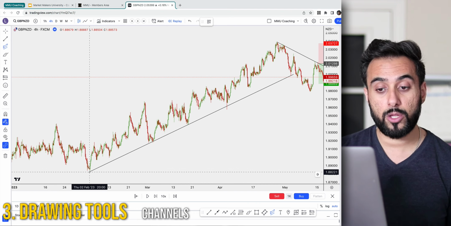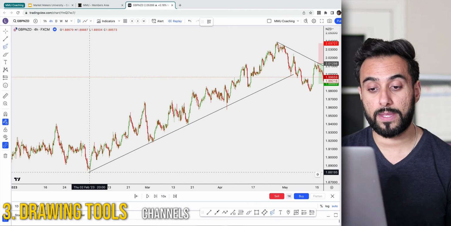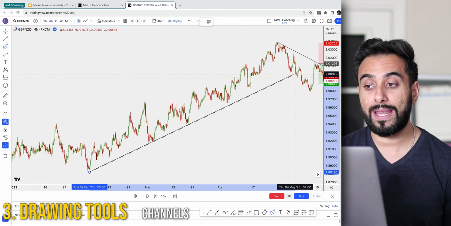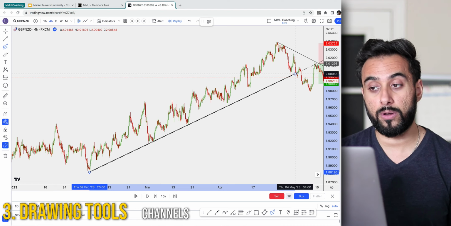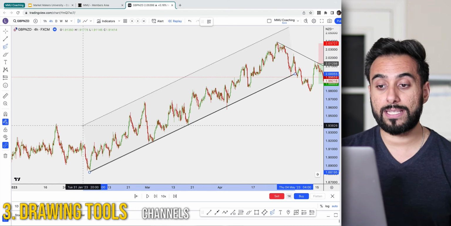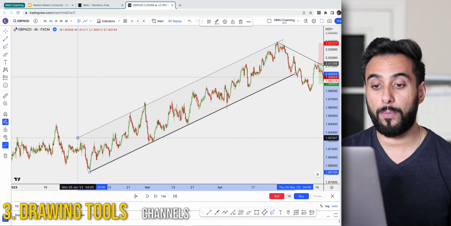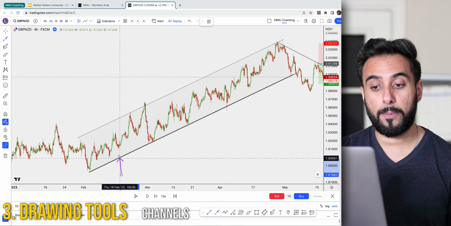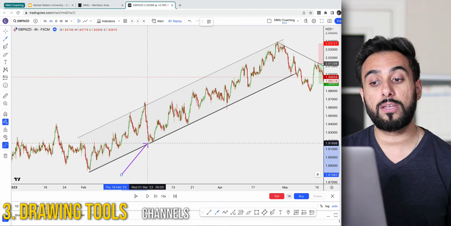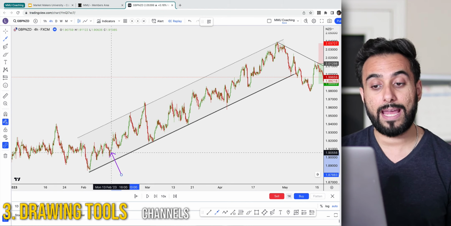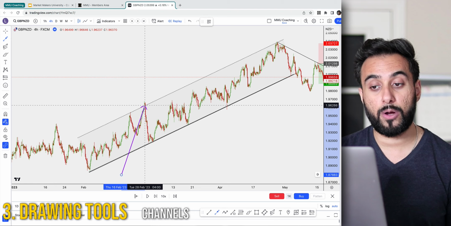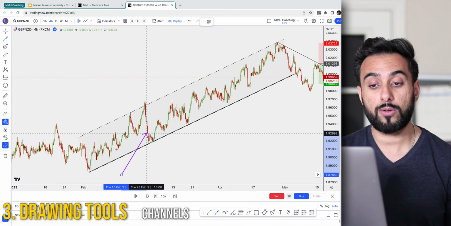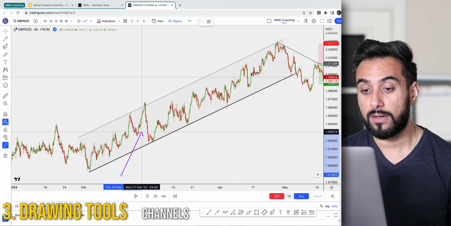Essentially, how you would create a channel and why it's useful is we have a lower bound and we also have what we call an upper bound. Right now I'm creating the trend line for the lower bound, but now we can also see that the price is somewhat respecting the upper bound. And why is this useful? Each time the price approaches the bottom, this could give us signals or areas to enter buys. And every time the price approaches the top of the channel, this could give us areas to take profit, to close our trades.